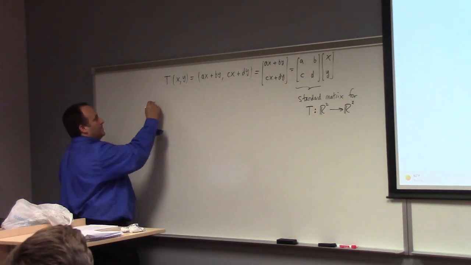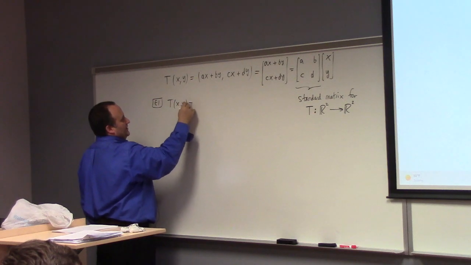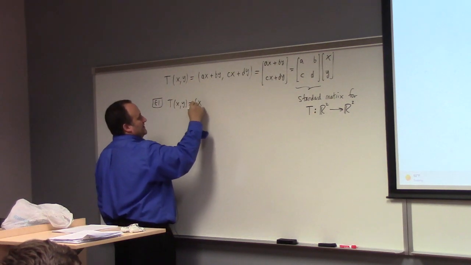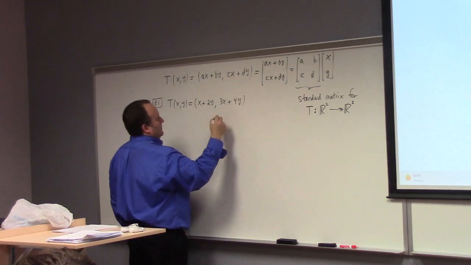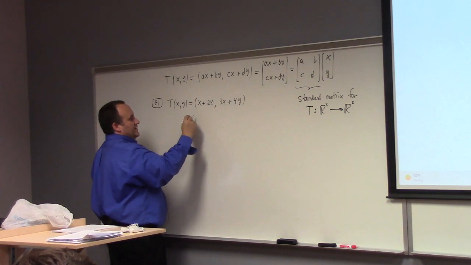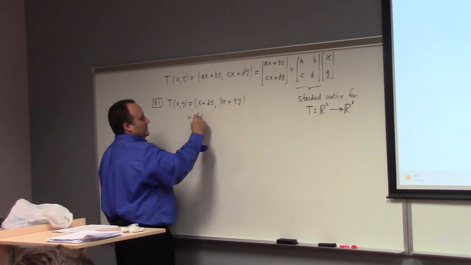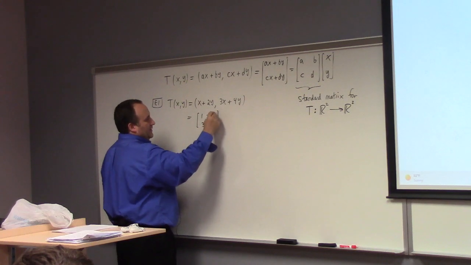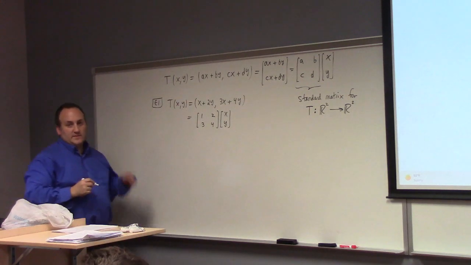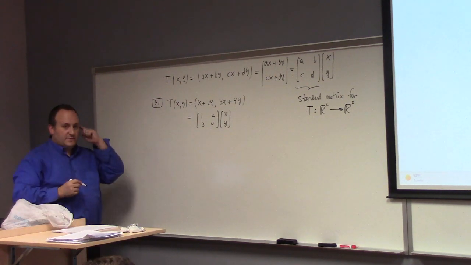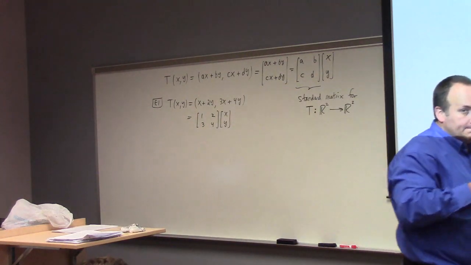Example 1. What if we had T of (x, y) equal to, oh, I don't know, (x plus 2y, 3x plus 4y)? In that case, you can work it out, and what you get is the matrix [1, 2; 3, 4] times (x, y). So there you go. The standard matrix of this linear transformation is [1, 2; 3, 4].